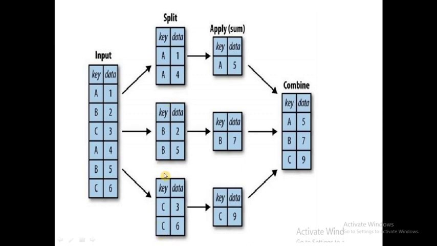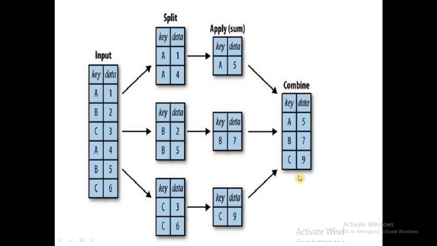Now we are splitting it and then we are applying a function on it. The function can be any of the previous functions like sum, mean, median, standard deviation, variance, etc. So we are applying the function sum, so it will add the data. 4 plus 1 is 5. Similarly for B it is 7, then for C it is 9. Now we have to combine this aggregated data.